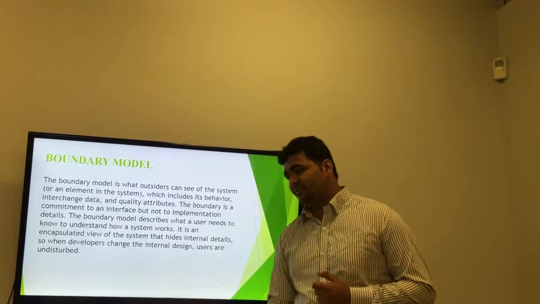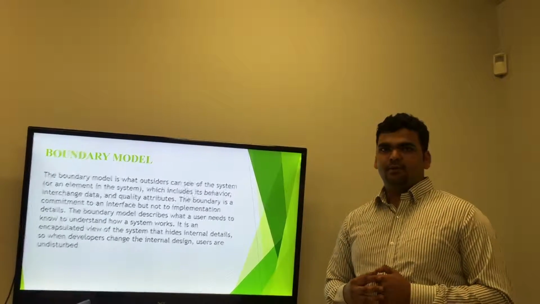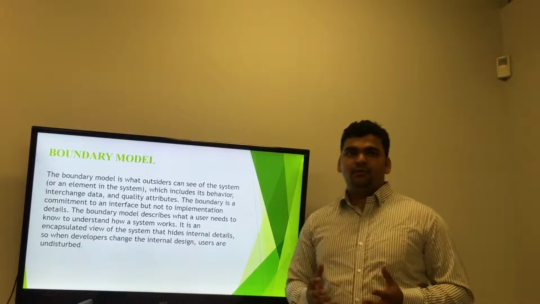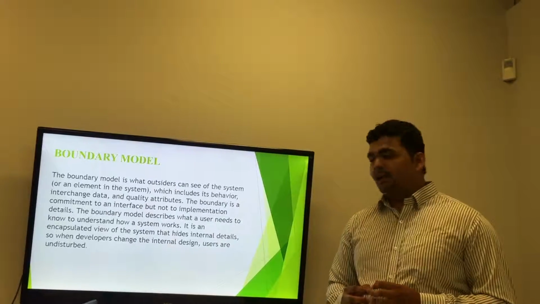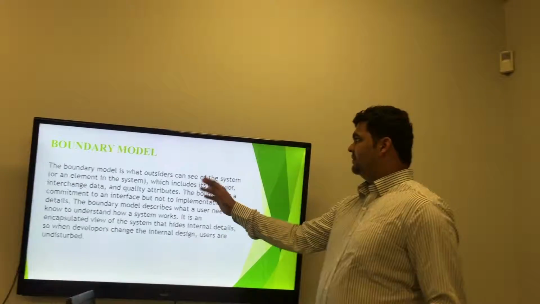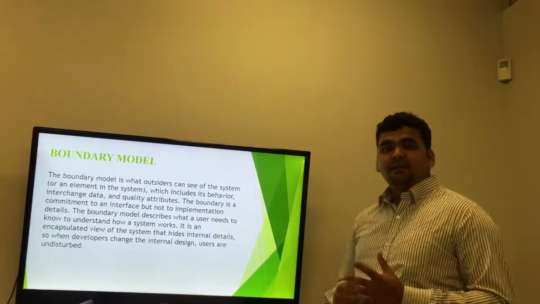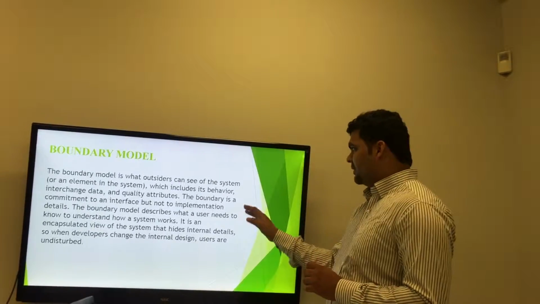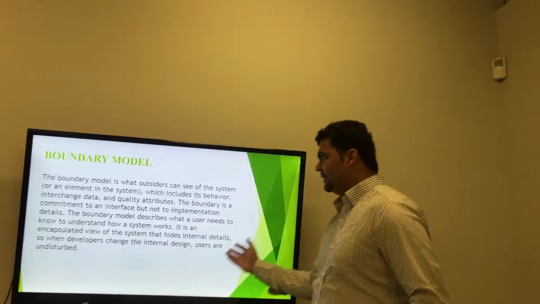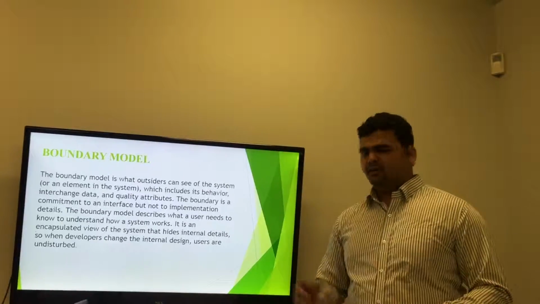So what are the two types of models that we use in encapsulation? The first model is the boundary model. The boundary model doesn't deal with the internal things, it only deals with the outsider view, mainly the system's design and how the system should be. In general, the boundary model is what an outsider considers the system, which includes its behavior, interchange data and quality attributes. So it doesn't deal with the internal system at all. The boundary model describes what a user needs to know to understand how a system works. It encapsulates the system and hides internal details. So when developers change the internal design, users are undisturbed with the boundary model.